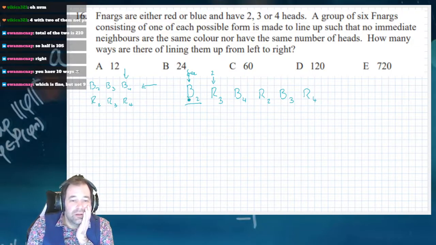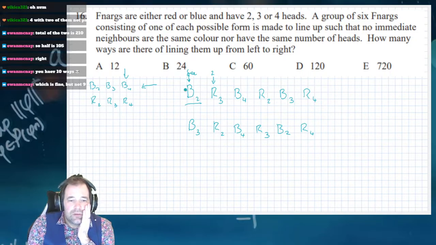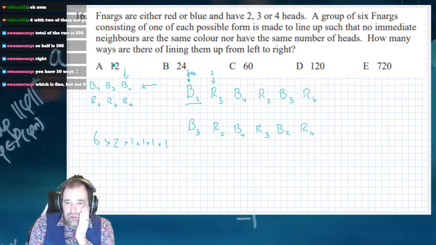We'll just try another one, starting with a different person. So we'll start with B3. B3 can go R2 or R4. So let's go R2. And now you're forced, because R2's only got one option left, which is B4. And then B4's only got one option left, which is R3. And R3 has to go B2 and then R4. So your first choice is free, so there are six possible first choices, and then for your second choice there are two possibilities, and after that, they're all forced, I believe. So I think there's only 12 ways of doing it.